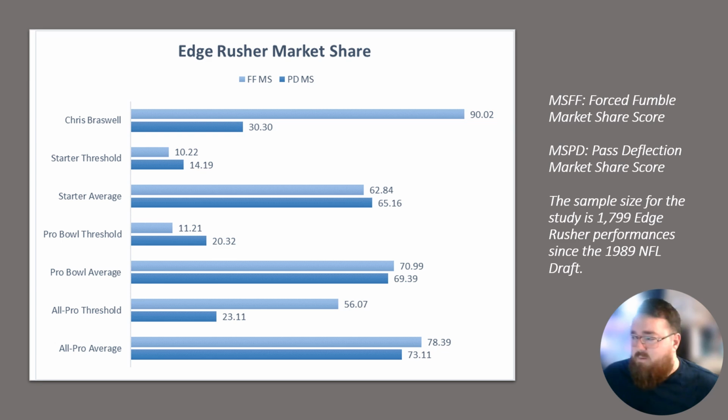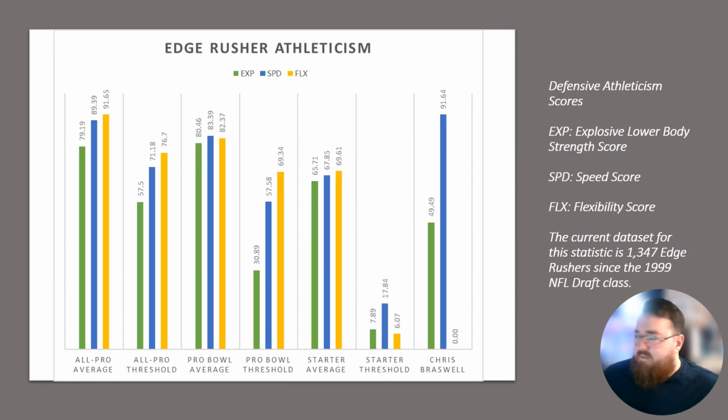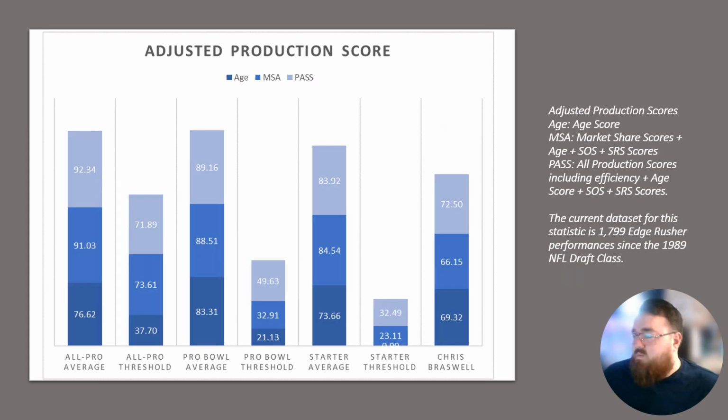When you look at his other market share traits, he did really well in terms of forced fumble market share, not so good in terms of pass deflection market share. When you look at athleticism traits, he had near elite speed for his size with average explosiveness. And then adjusted production wise, he wasn't really near the starter averages of the position. So he didn't quite hit the MSA rating or the pass rating, which is the production adjusted for the level of competition and the team that they were on compared to other prospects. So that's one area where I think he needs to improve.